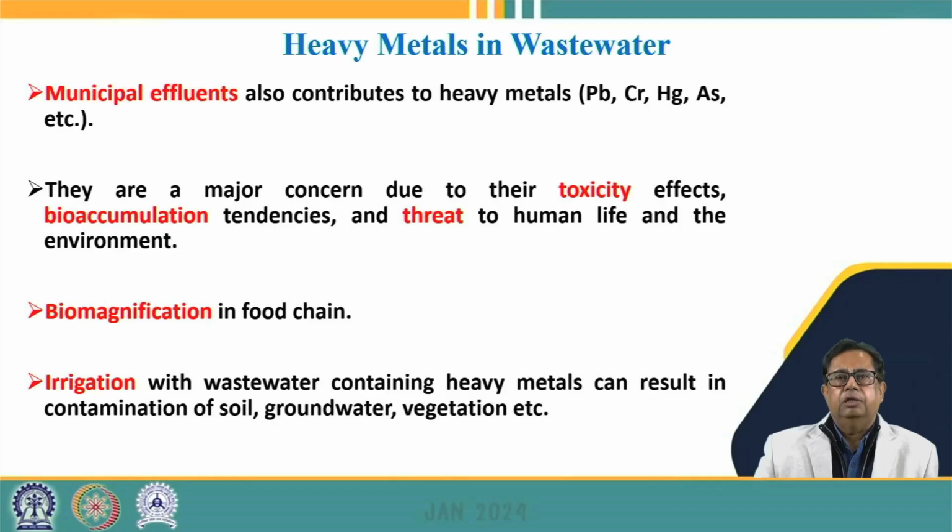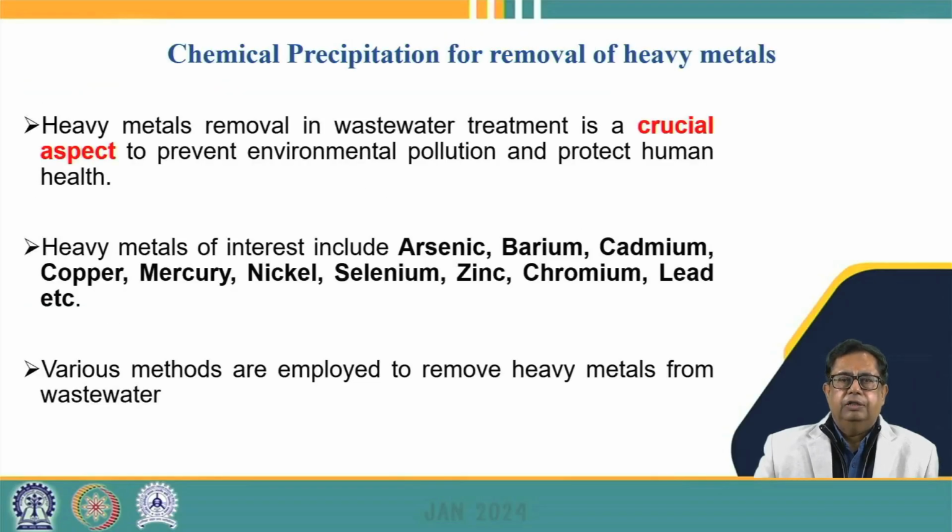So these metals can be a threat to human life as well as to the environment, and because of their bioaccumulation tendencies, they can also biomagnify in the food chain, and that may cause problems to the secondary consumers who are higher in the food chain. Irrigation with wastewater which contains heavy metals can also result in contamination of the soil and contamination of groundwater, and these metals can also accumulate inside the vegetation, and this may also form a part of the food chain. That's why it is very important that wastewater treatment must take into account the removal of heavy metals so that the environment as well as human health can be protected from these metals.